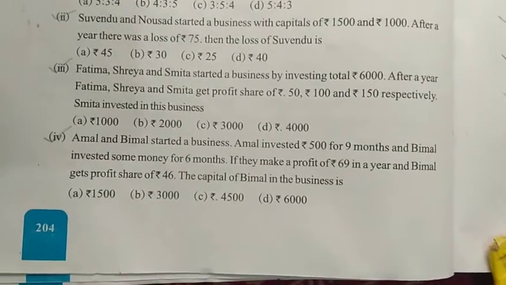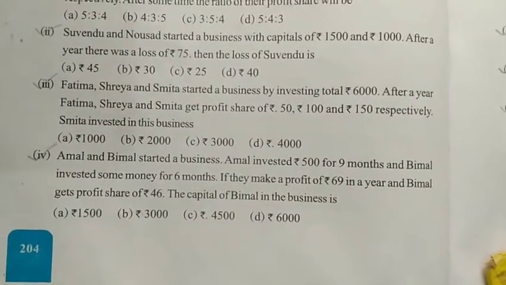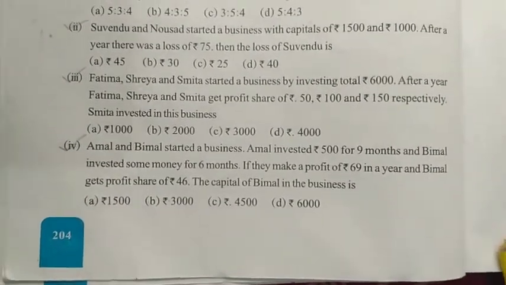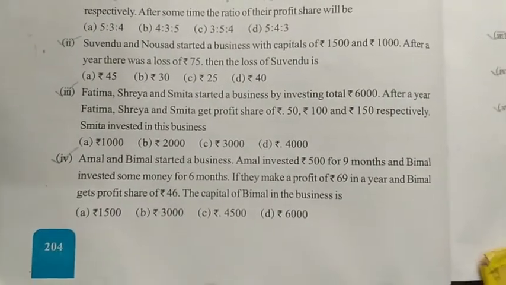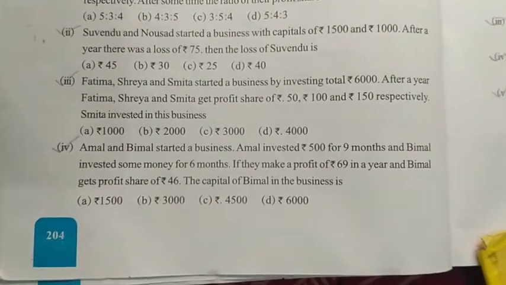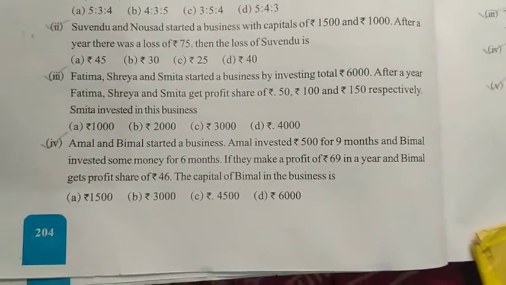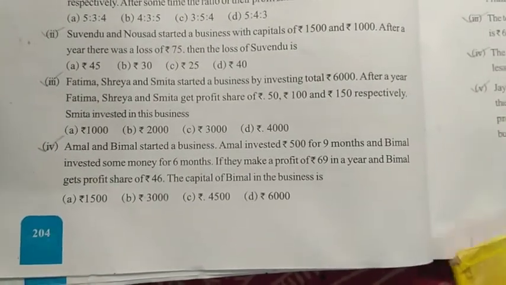Amol and Bimol started a business. Amol invested rupees 500 for 9 months and Bimol invested some money for 6 months. If they make a profit of rupees 69 in a year and Bimol gets a profit share of rupees 46, the capital of Bimol in the business is, we have to find the capital of Bimol in the starting month. There are 4 options, we have to choose the correct option.